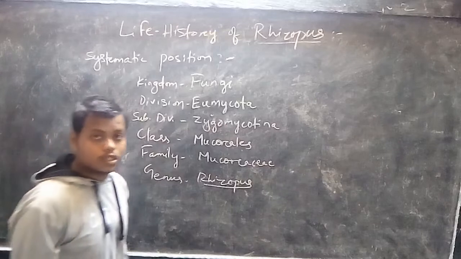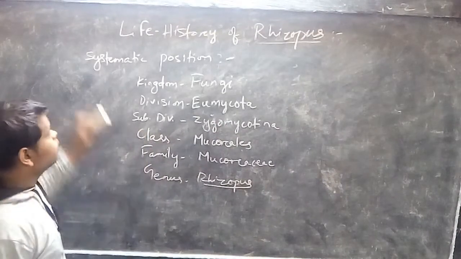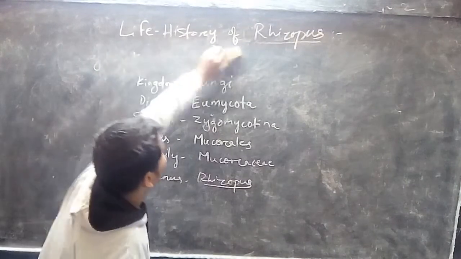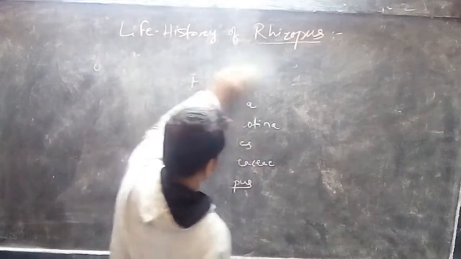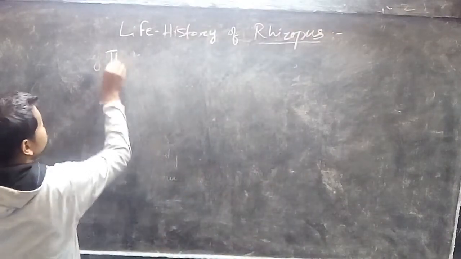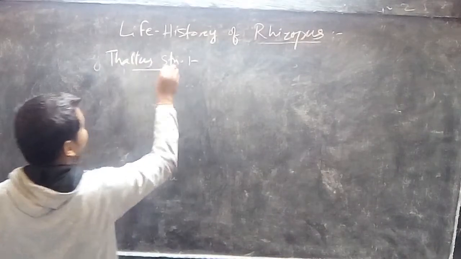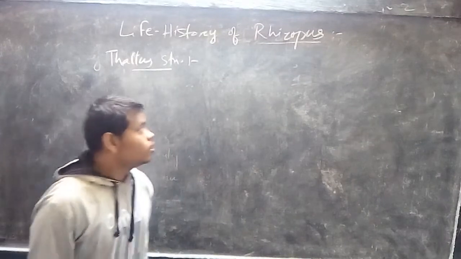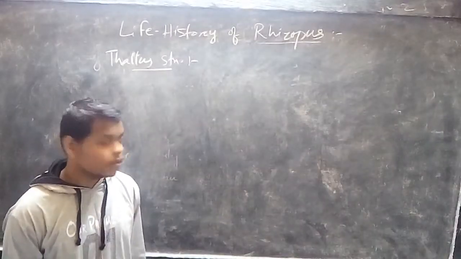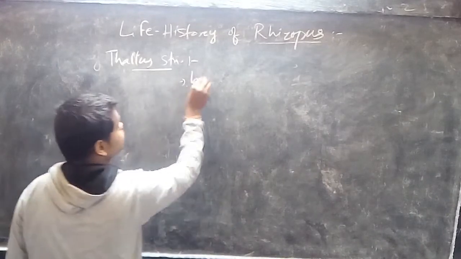Then we are going to discuss their thallus structure. Okay, this is the minimum you have to remember. Thallus structure, or you may say vegetative structure. What is their structure? The plant body or the fungal body of Rhizopus is a thallus and it is made up of several hyphae. Okay, it is made up of hyphae.